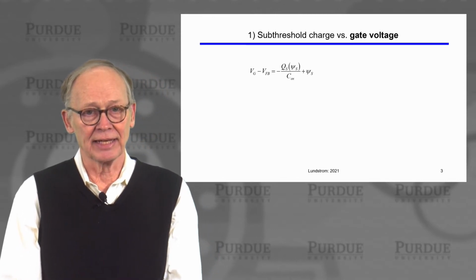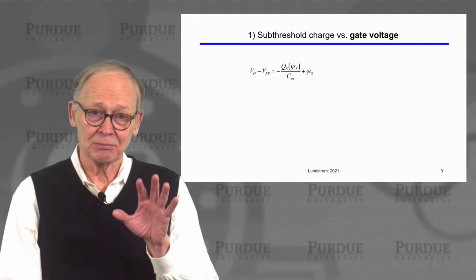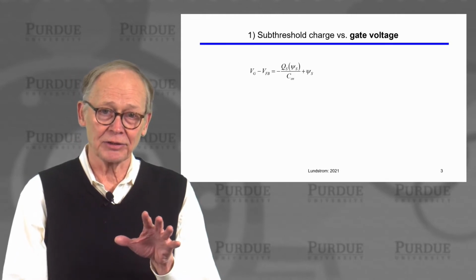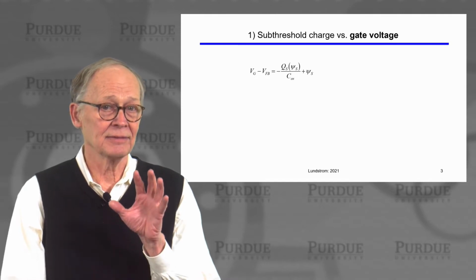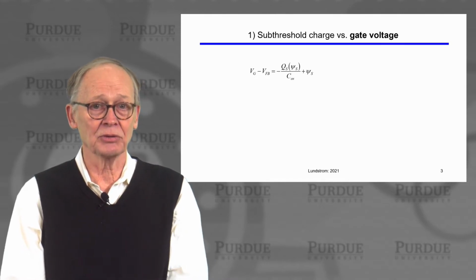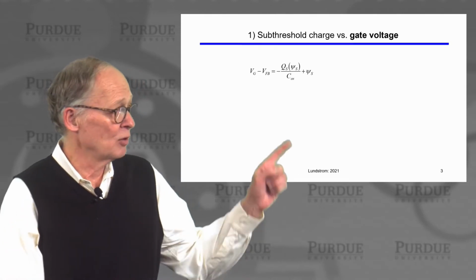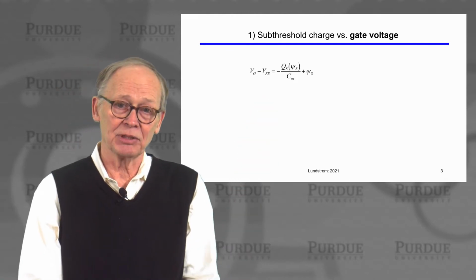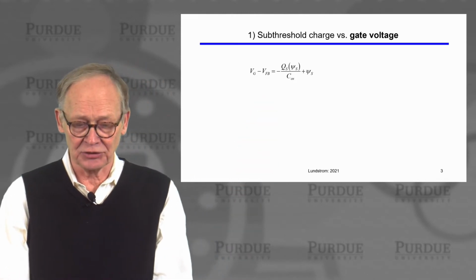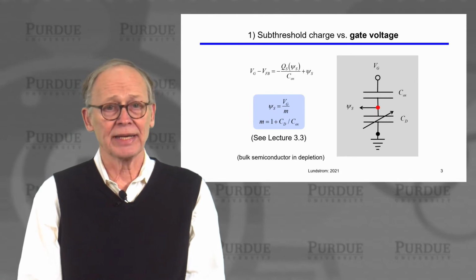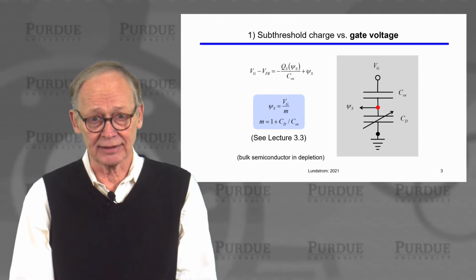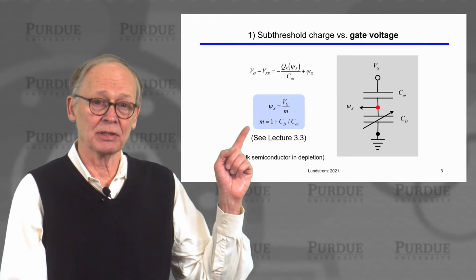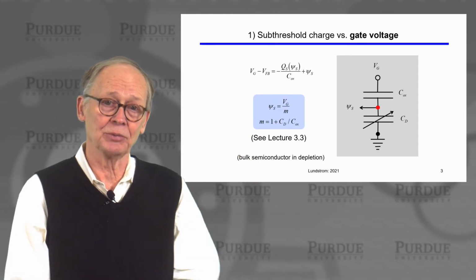Okay, let's begin by looking at the subthreshold charge versus gate voltage. Remember, below threshold, there are mobile carriers. They carry the leakage current, so we're going to try to relate the mobile charge density below threshold to the gate voltage. We have this exact relation between gate voltage and charge in the semiconductor. We also have this approximate relation between gate voltage and charge in the semiconductor. It's this approximate relation that we're going to use now in this lecture.